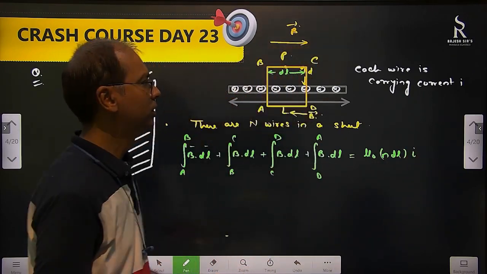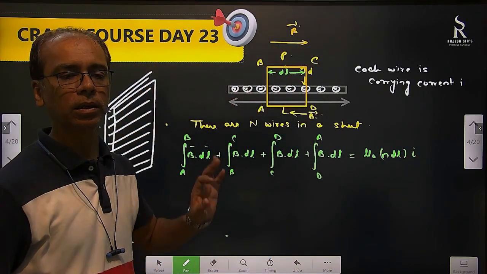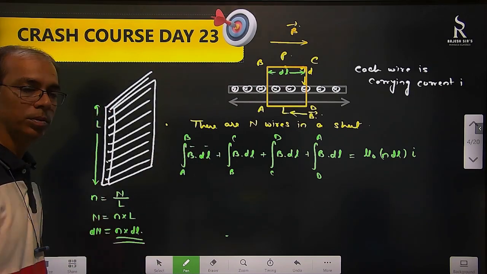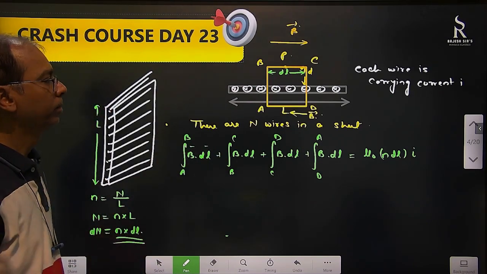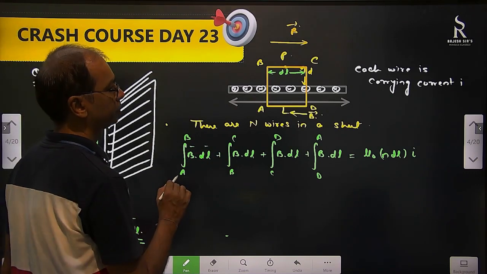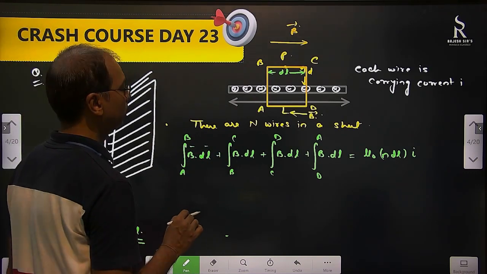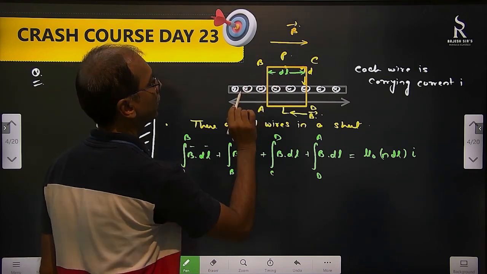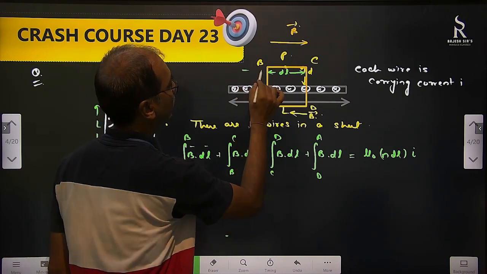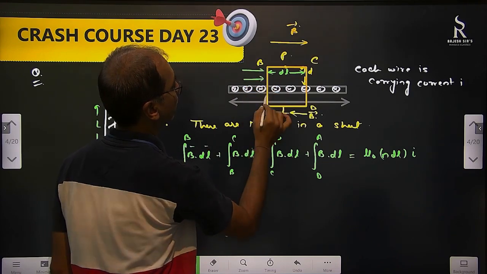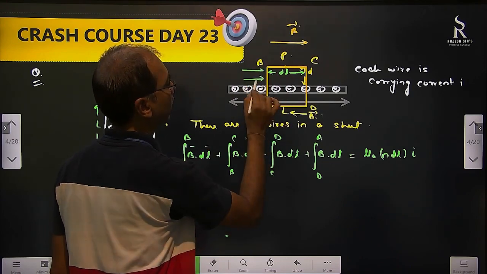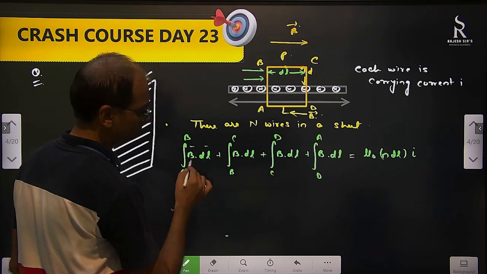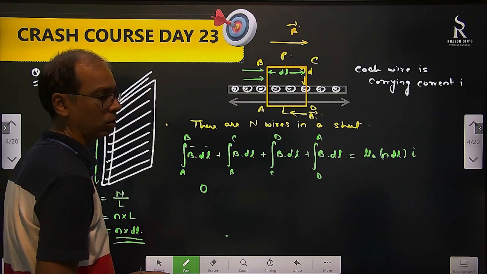Normally in the case of a sheet, it will give you k. K is used as the number of wires per unit length, so in place of this n, you will be using k. Now we can see clearly B dot dl for AB. Here the magnetic field is in this direction and dl is in this direction, so the angle between B and dl is 90 degrees, and the dot product of them is 0.